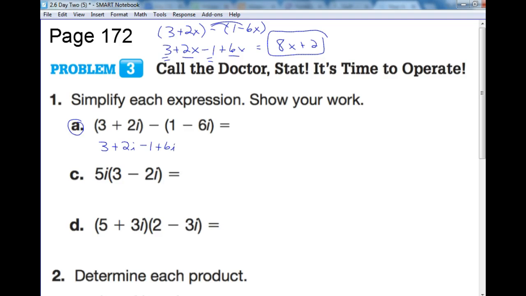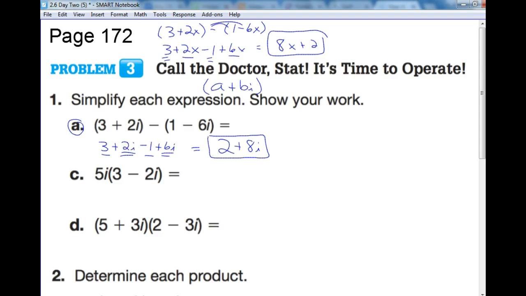When I'm simplifying expressions with imaginaries, I have to understand and remember a plus bi form. Doesn't have to be in parentheses, but the real part is always unconditionally written first. So I'm going to say 3 minus 1, that equals 2. And then I'm going to put my imaginary portions together, plus 8i. I just combine like terms the same way I always did.